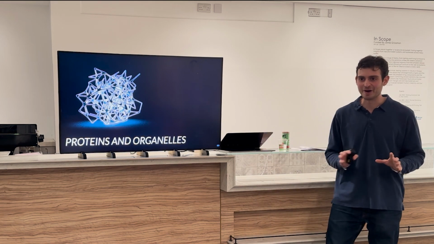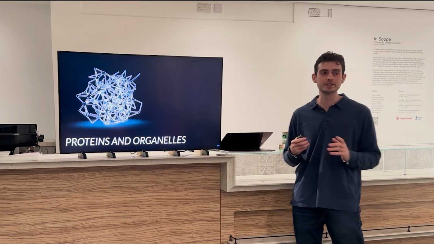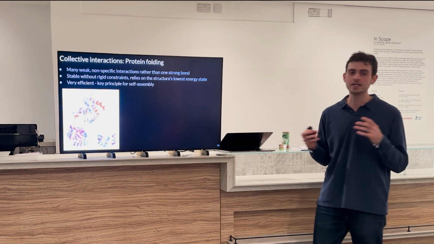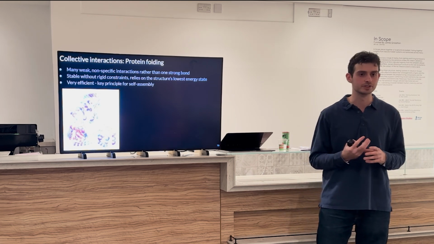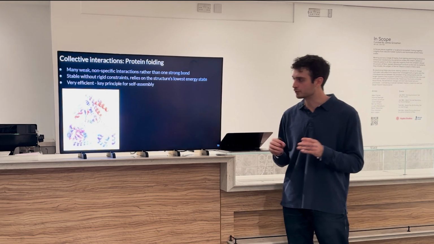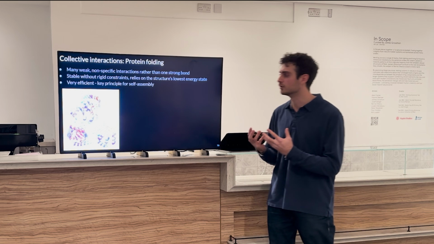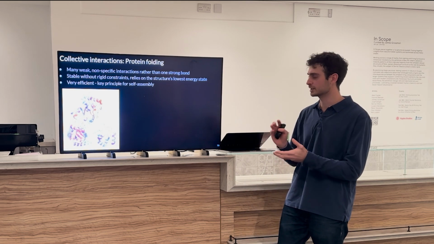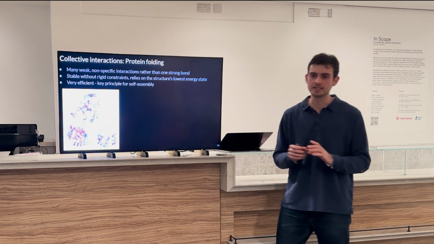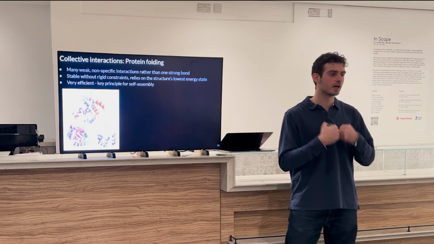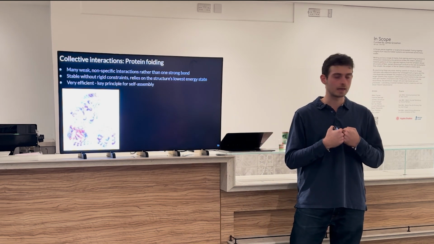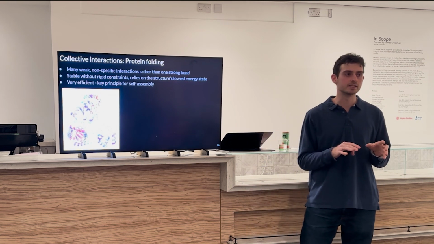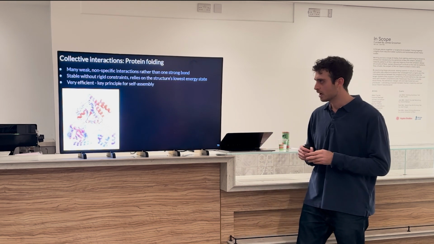The last bit I'll talk about is on the really, really small scale, and that's at proteins and organelles. So this is the stuff inside your cells. We think about these collective interactions. In things like protein folding, you've got loads of atoms involved, but these strings of amino acids fold in predictable shapes. But the way it does this is not by using rigid nuts and bolts, or strong chemical bonds. It actually uses very weak, non-specific interactions. And what that does is it gives it some flexibility.